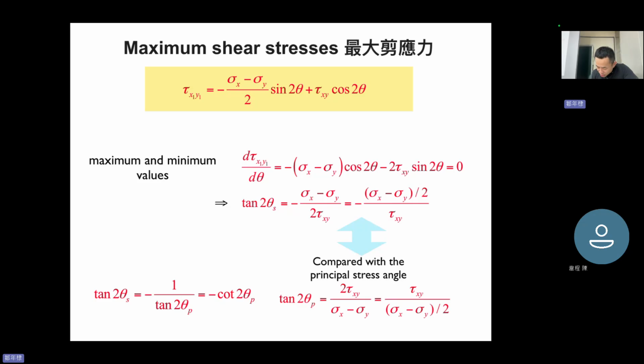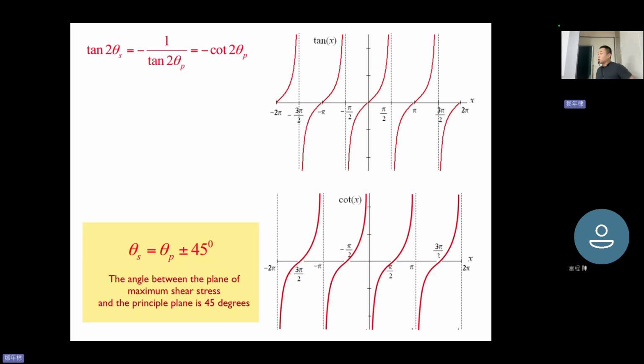can see that after your comparison, you can give a conclusion that actually tangent 2 theta s is equal to minus cotangent 2 theta p. Okay, right. So let's continue. It will be really similar to what we learned. Again, this is what we learned, right? Tangent 2 theta s is equal to the inverse of tangent 2 theta p with a minus sign.